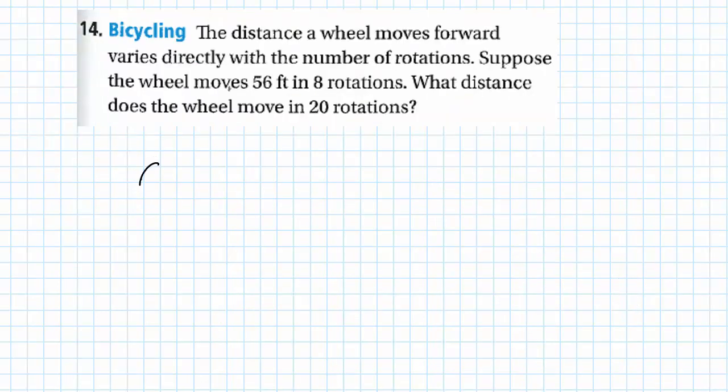For number 14, I want to find the distance that the wheel moves in 20 rotations. So since it varies directly, I can write the direct variation formula.